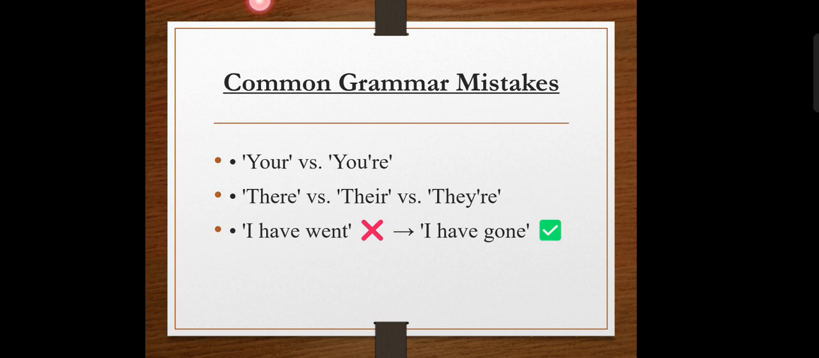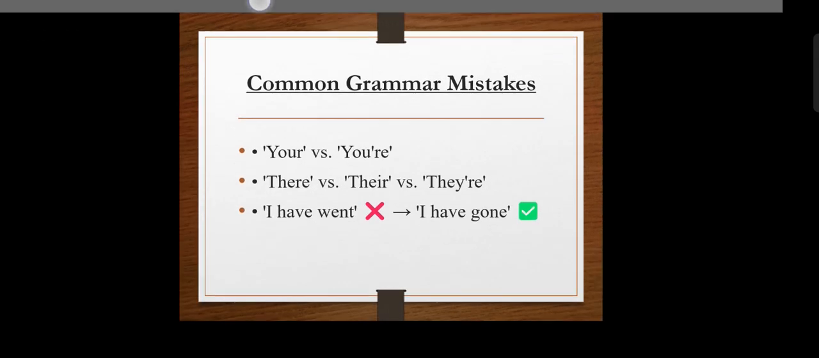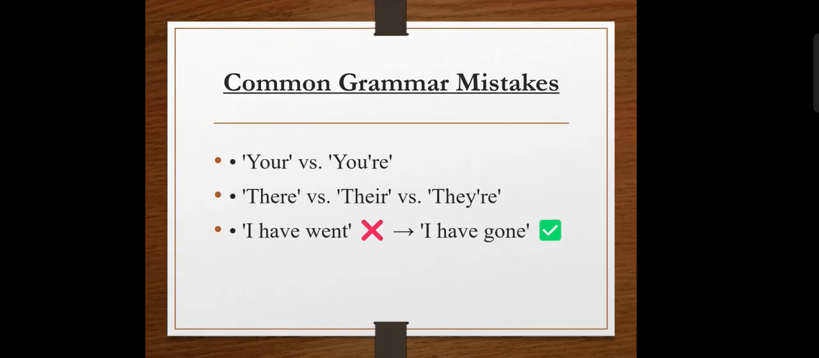Common grammar mistakes that we make. Let's have a look at the common mistakes and how to fix them. For example, we always mix up your and you're. The first one, Y-O-U-R, your, means possession, like you possess something. Your book, your dress, your name, your car, your class. So it shows the possession.